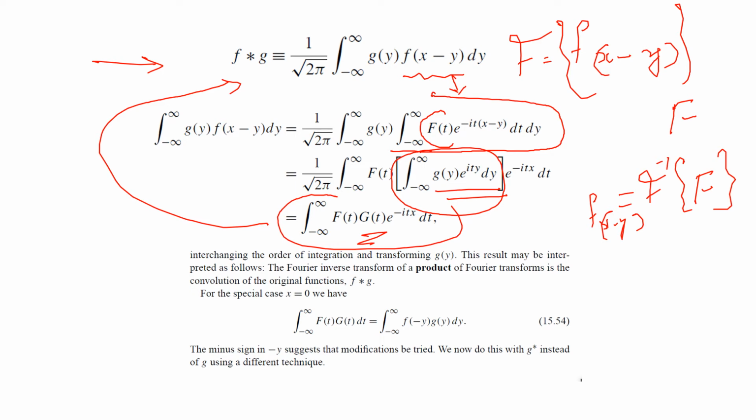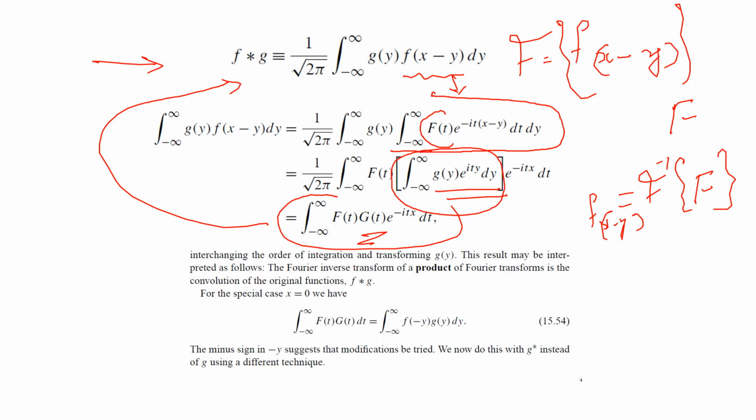This is the statement that we made earlier. The inverse Fourier transform of the product of the Fourier transforms of two functions gives the convolution of the original signals. Okay? This proves the convolution theorem.